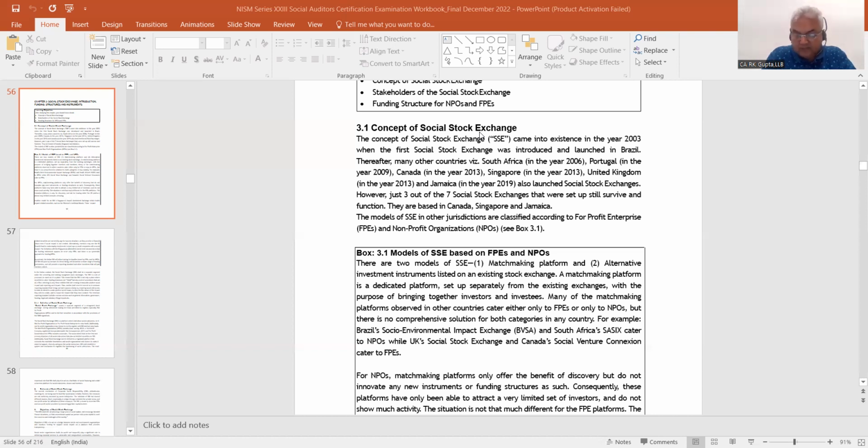And in India, the intention is that these for-profit enterprises and NPOs will be doing the trading, they will be doing direct listing, and other incentives will also be given, and there will be some minimum reporting standards which will be issued for compliance.